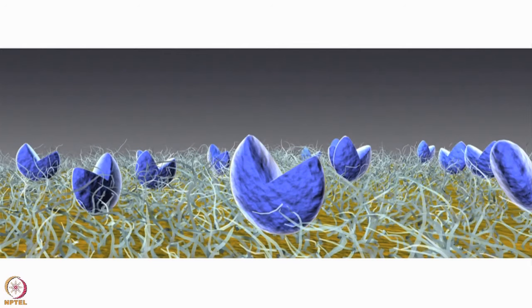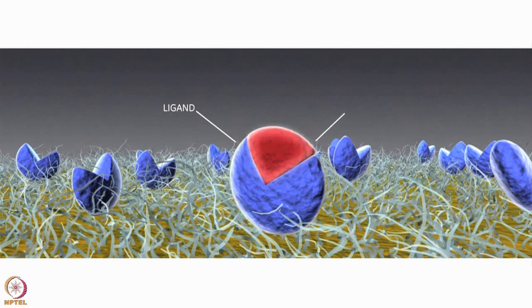So one binding partner is attached to the surface of a sensor chip, and the other is injected in a continuous flow of solution. Whatever the nature of the molecules involved, we call the attached interacting partner the ligand, and the partner in solution the analyte.